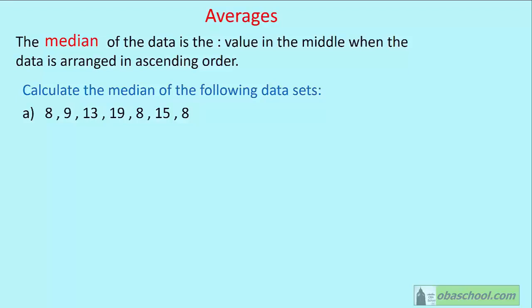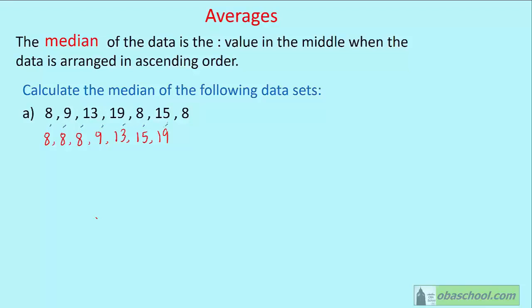So we're going to solve a couple of examples just to make things clear. The example says calculate the median of the following data sets. Set A has 8, 9, 13, 19, 8, 15, and 8. The first thing is to arrange them in ascending order, which is 8, 8, 8, 9, 13, 15, and 19. Now, we need to calculate the median.